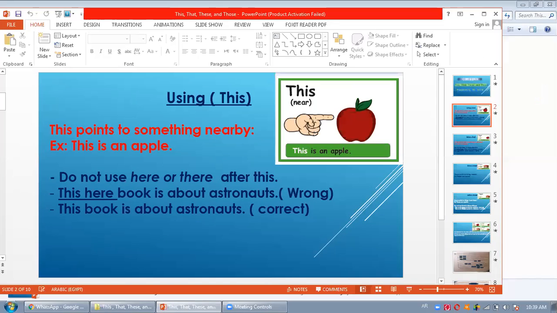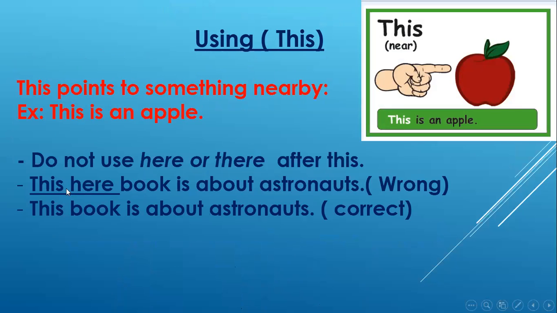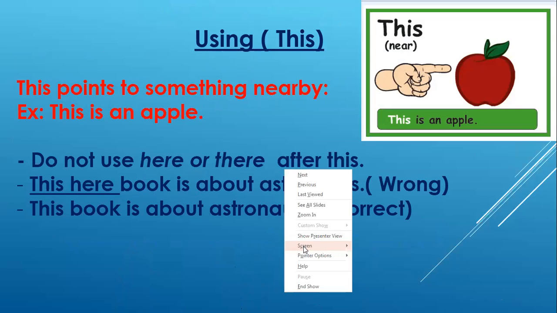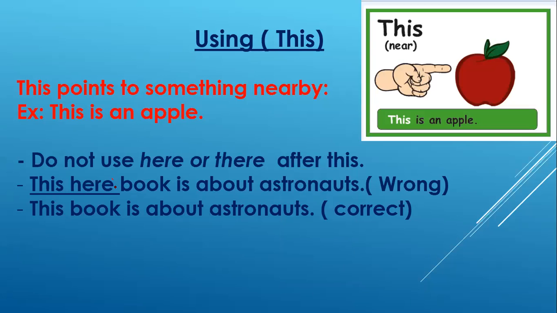So this sentence is wrong, because I can say this here book is about astronauts. No. Why? Because I do not use here or there after this or that or these or those, okay? So the correct is to say this book is about astronauts. So here is not right. So this, we use it to point to something nearby. If something is singular, and singular means one, one thing, not many, we use this.